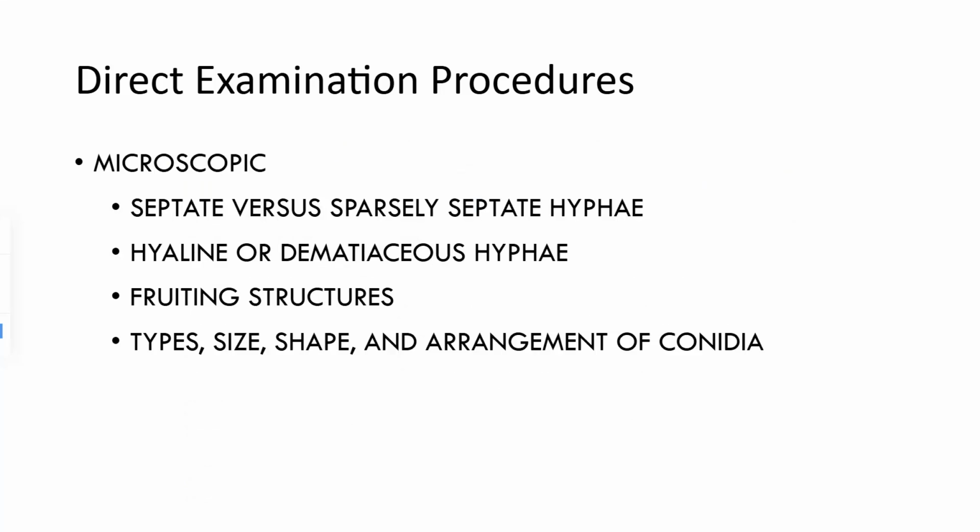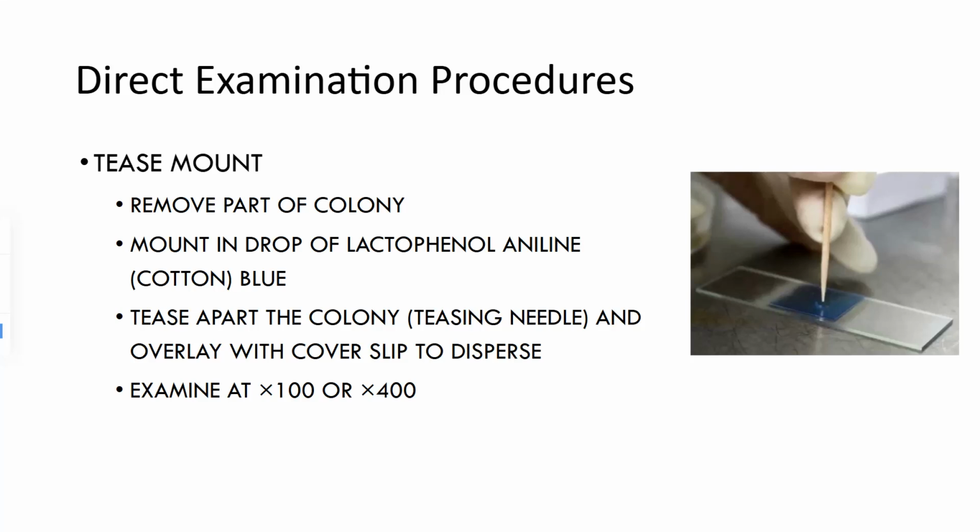So microscopic evaluation, then you'd look for septate versus sparsely septate versus aseptate, hyaline or dematiaceous hyphae, fruiting structures, the type, size, shape, and arrangement of the conidia. A tease mount. Sometimes you can do those slide culture preps, and you can just pull up the cover slip and plop that down on a slide of LCB and look at it under the microscope.